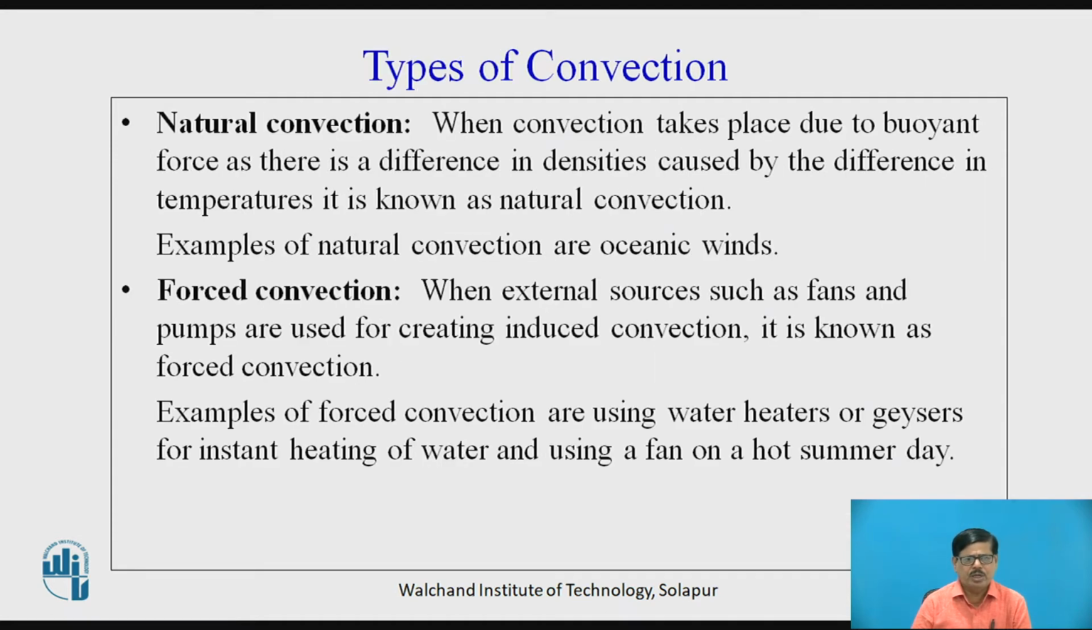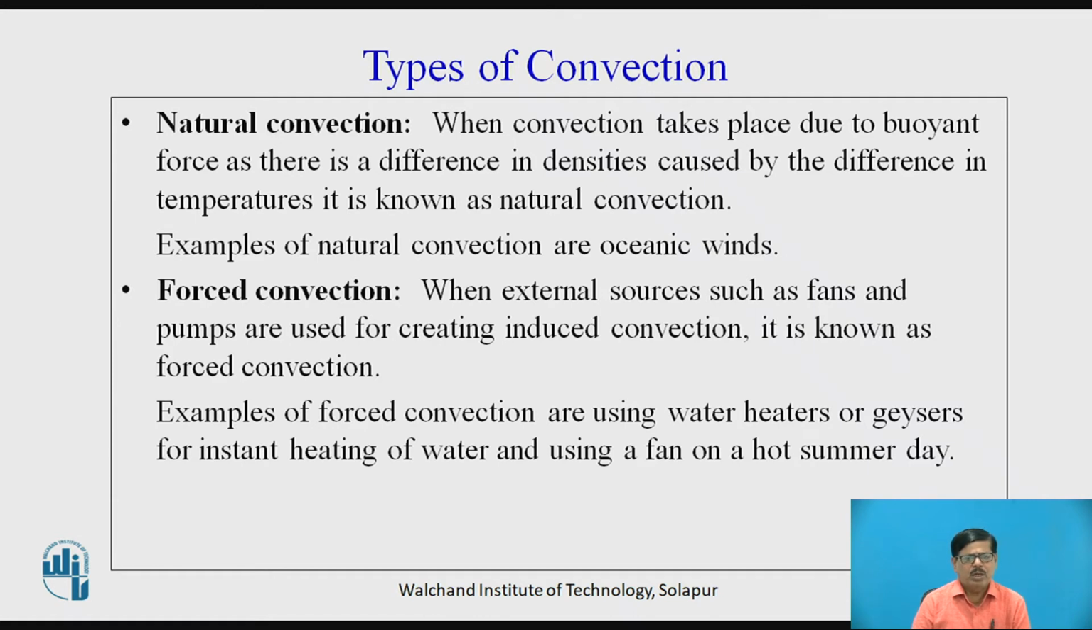Let us see what natural and forced convection are. In natural convection, the bulk motion of molecules occurs due to the buoyant force caused by difference in density. Whenever the fluid gets heated, its density will decrease and it will move up, and its place will be taken by the molecules of cold fluid. Whenever the motion of molecules occurs because of density difference, which is the result of temperature difference, this process is called natural convection.